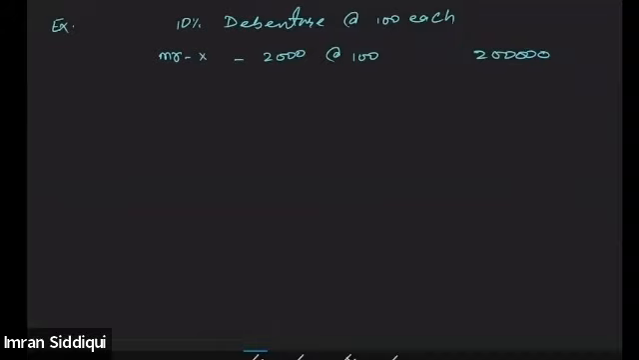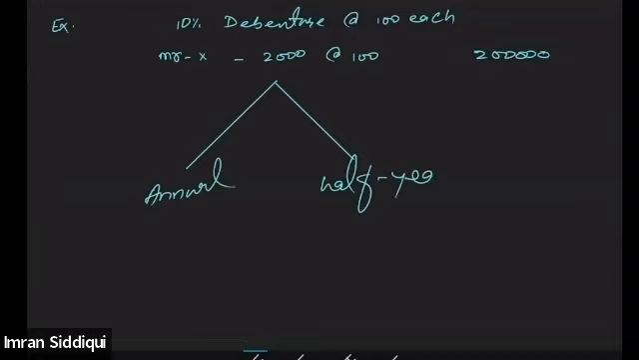But usually the interest is payable on a half yearly basis. Keep that in mind. There could be two situations. Either the company decides to pay the interest on an annual basis, or the company may decide to pay the interest on a half yearly basis. It is up to the company. It completely depends upon the company.